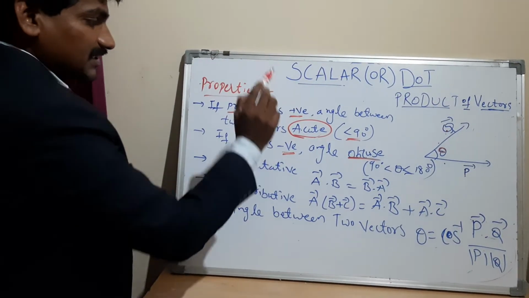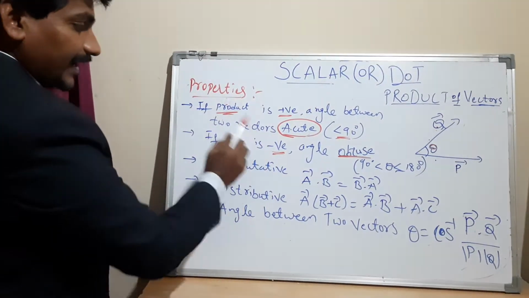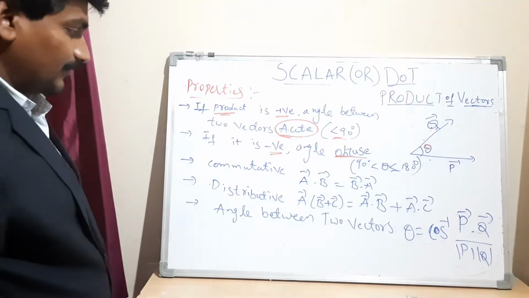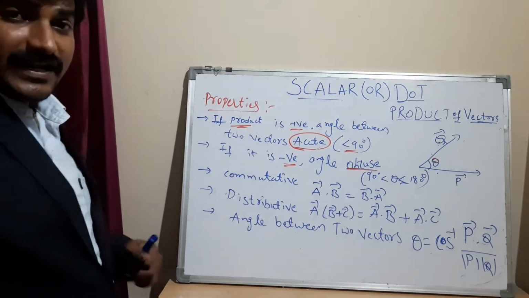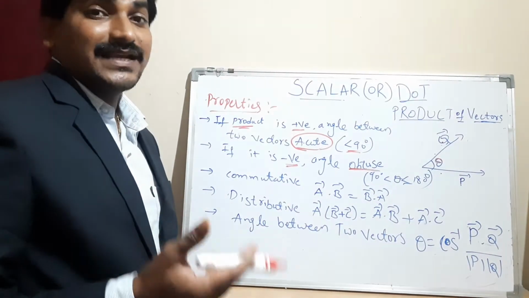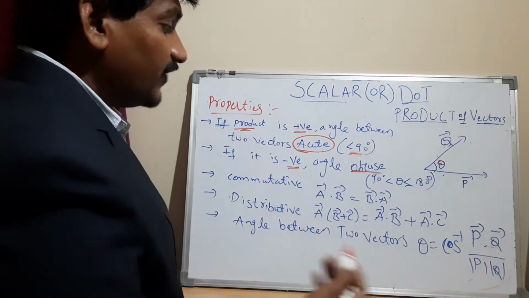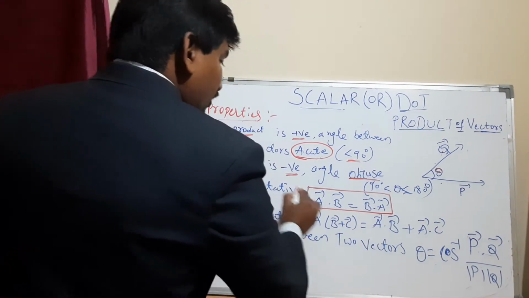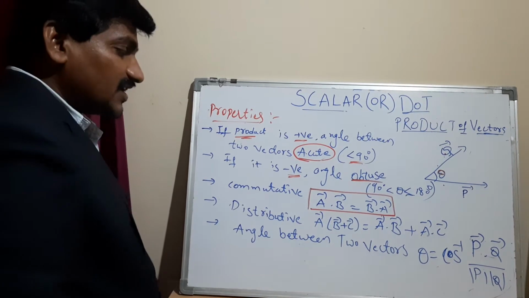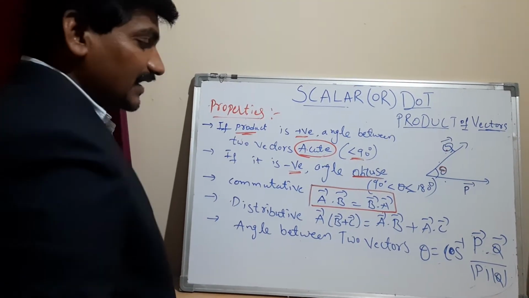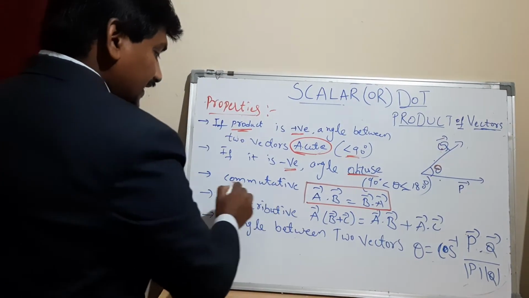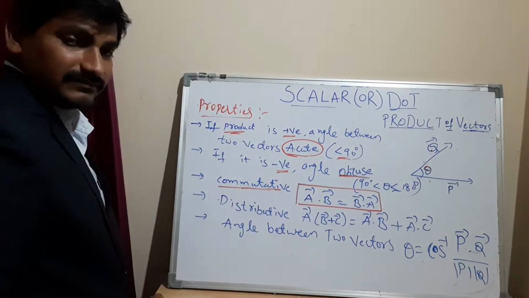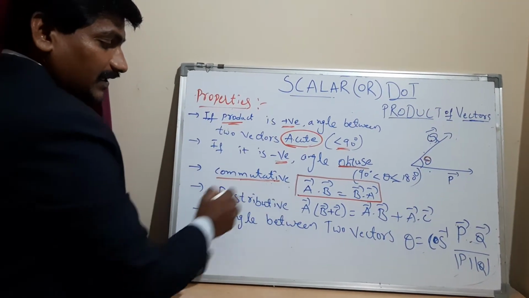Either it will be positive if it is acute or negative in the case of an obtuse angle. Now we have studied the basic algebraic properties. If you take any two vectors, and the product of the two vectors is exchanged on either side, then LHS equals RHS. That means here I am talking about the commutative property.